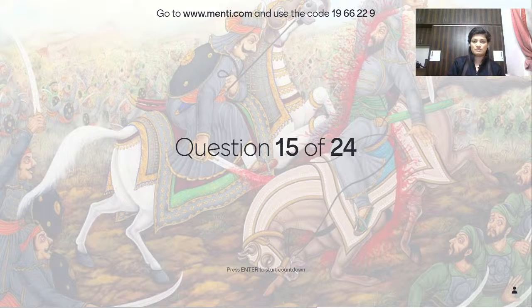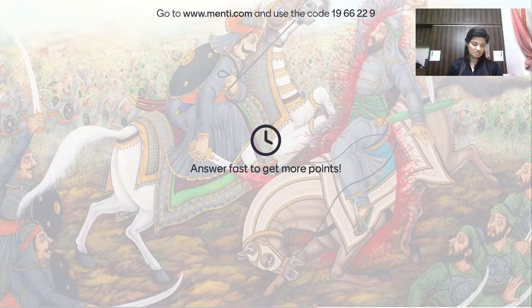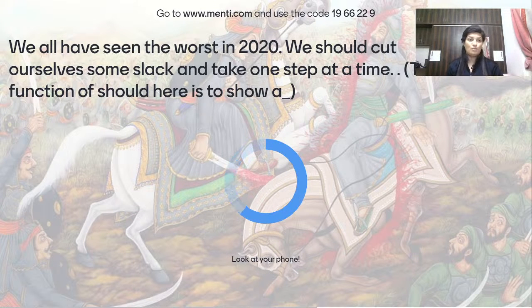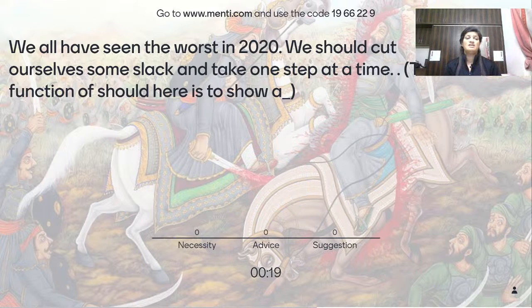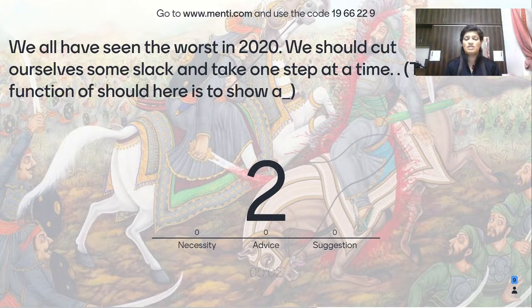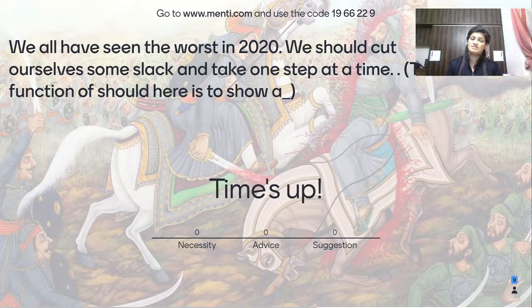The question is on the screen. Question number 15. There you go. We all have seen the worst in 2020. We should cut ourselves some slack and take one step at a time. The function of should here is it a necessity or an advice or a suggestion? We should cut ourselves some slack. Come on, we all have seen the worst. Chill, relax. What do you think it is?